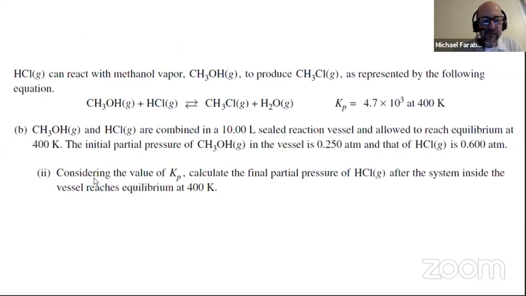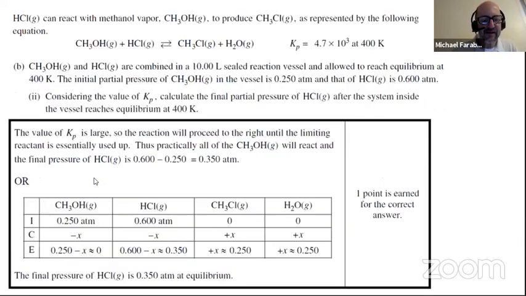So the official scoring guidelines here treat this like a limiting reactant problem. It says the value of Kp is large, so the reaction will proceed to the right until the limiting reactant is used up. So we had 0.6 atmospheres for the HCl, and we had 0.25 atmospheres for the CH3OH. And as you can see in this little rice table, the CH3OH would go down by essentially 0.25, and then that same amount, because of the 1-to-1 mole ratio, you can treat mole ratios and pressure ratios the same.